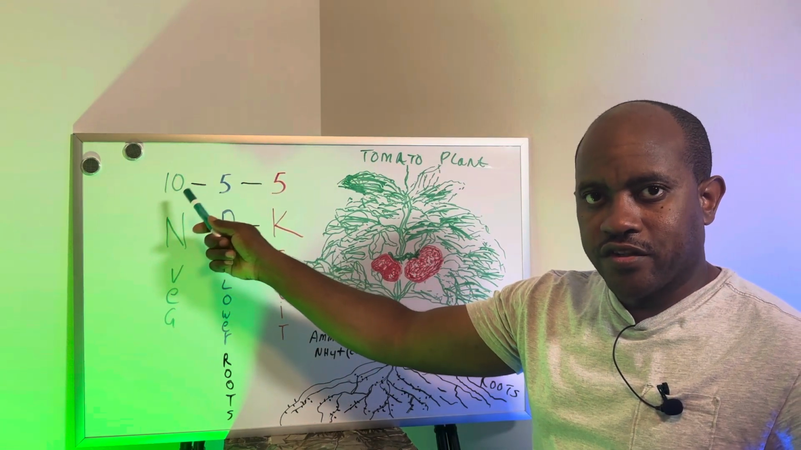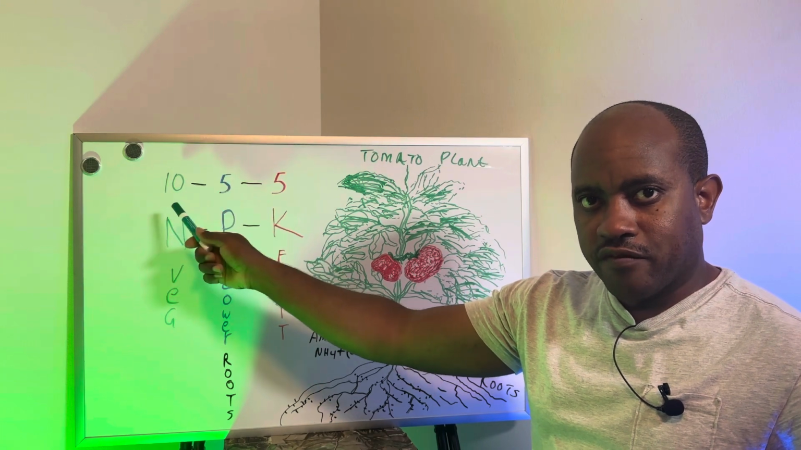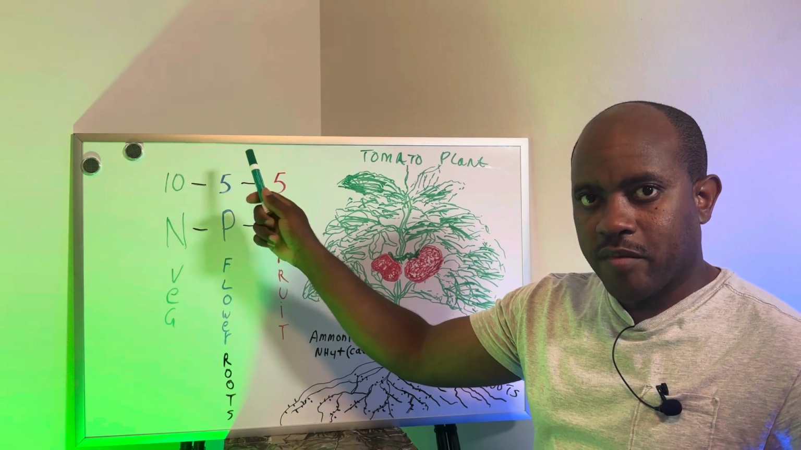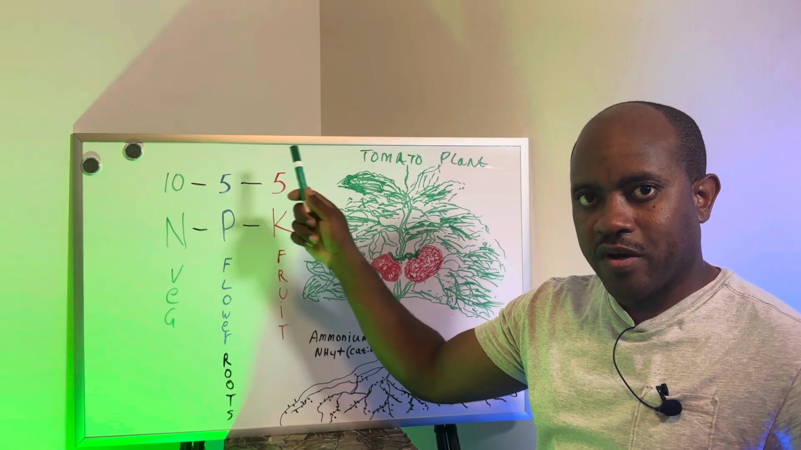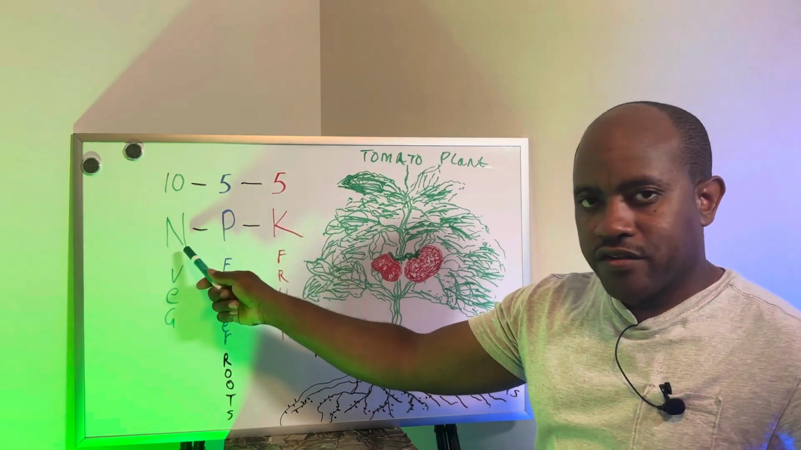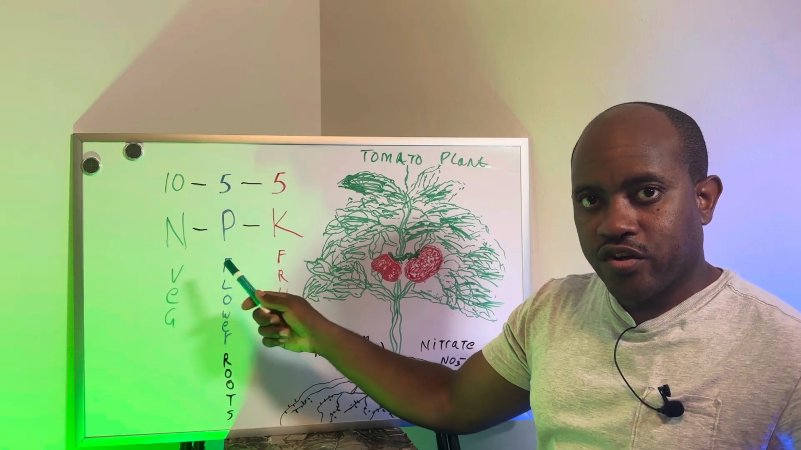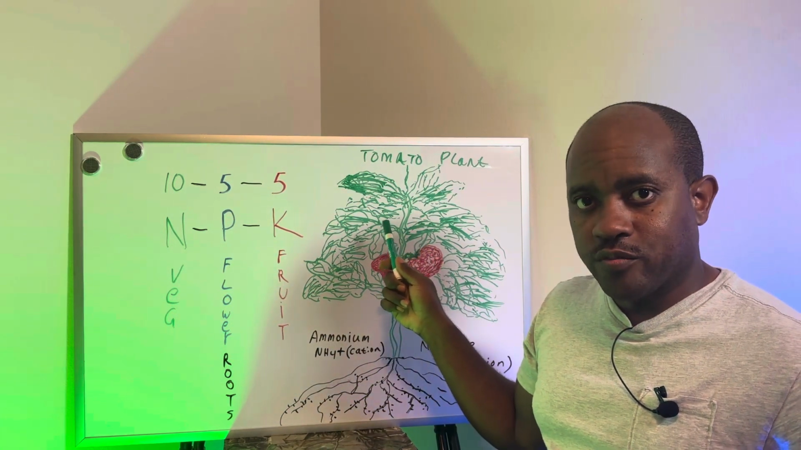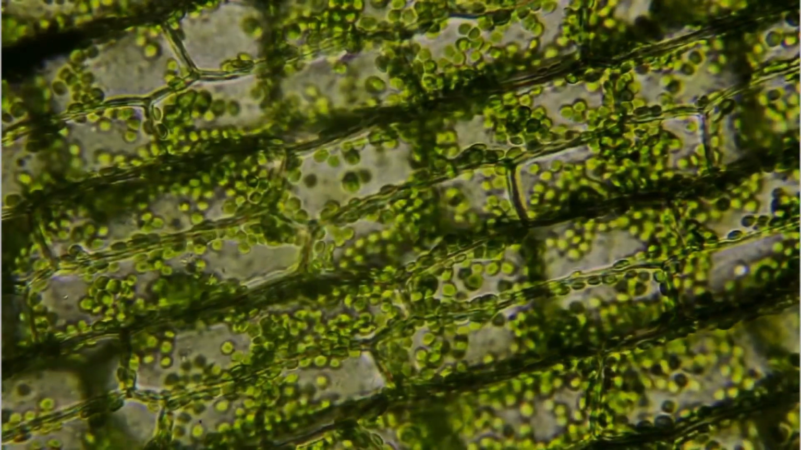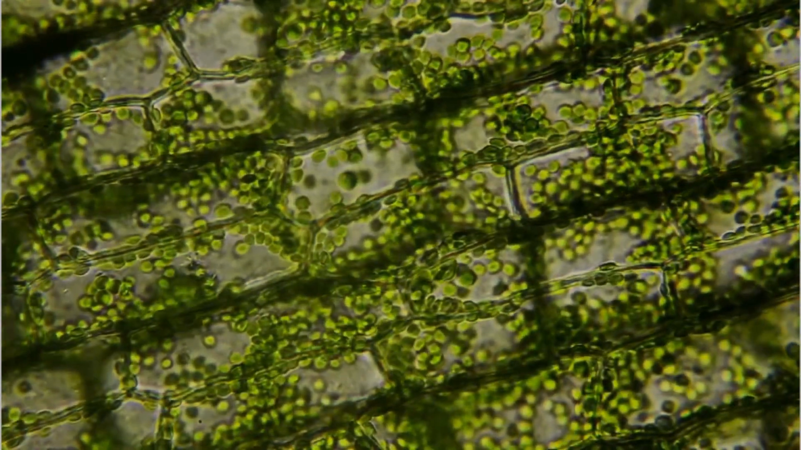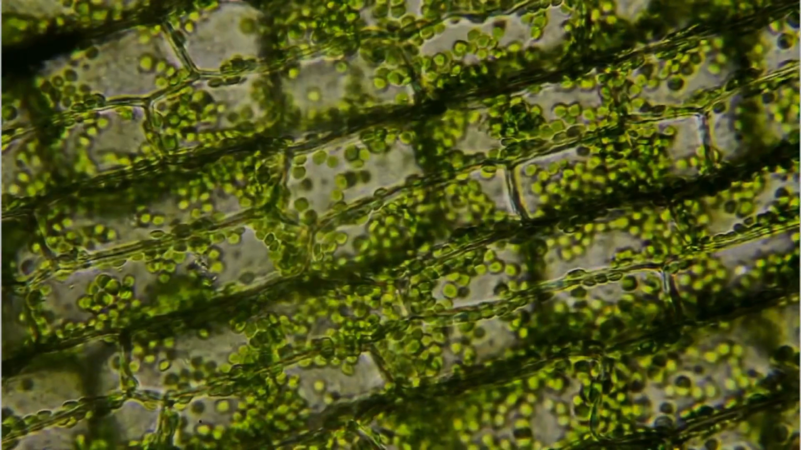These numbers actually tell you one thing: the amount of nitrogen you have in the fertilizer, the amount of phosphorus you have in your fertilizer, and the amount of potassium you have in your fertilizer. N, or nitrogen, is responsible for your vegetative stage. This allows your plants to produce chlorophyll as well as take in the sunlight, or sun energy, and allows it to do photosynthesis.